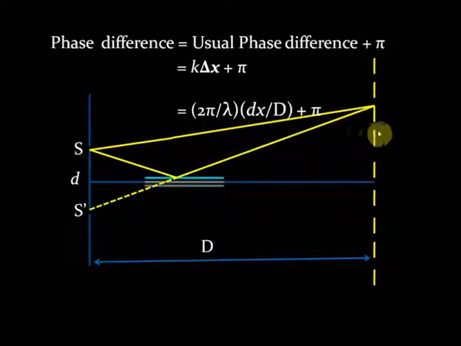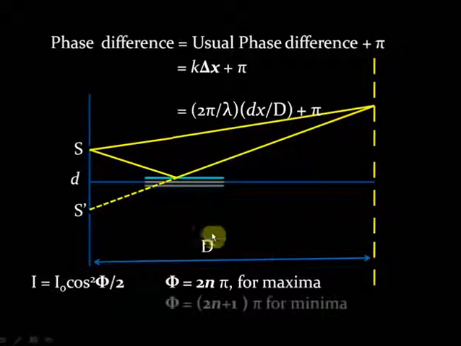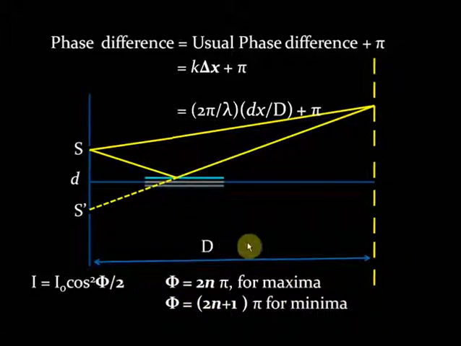Now we know that for any particular maxima, the intensity at that particular point should be maximum. That is, the phase difference at that particular point should be equal to 2n pi, because when the phase difference is 2n pi, that's when the intensity at that point is maximum. Similarly, in case of a minima, the phase difference should be (2n plus 1) into pi, because when the phase difference is (2n plus 1) into pi, the intensity at that point is minimum. So we can equate this phase difference that you see on your screen to 2n pi to obtain the maxima, and to (2n plus 1) into pi to obtain the minima.